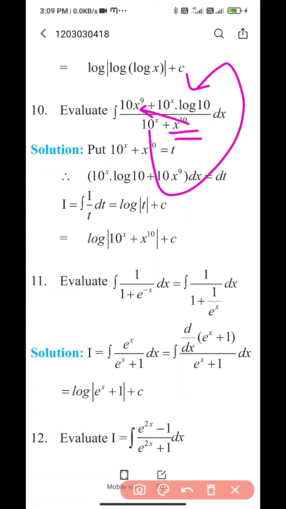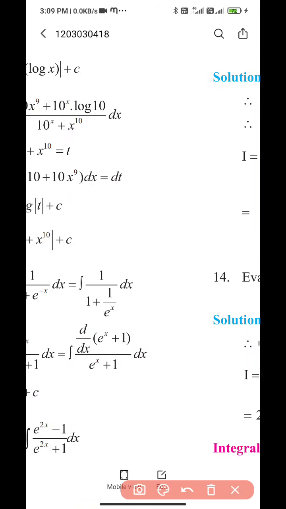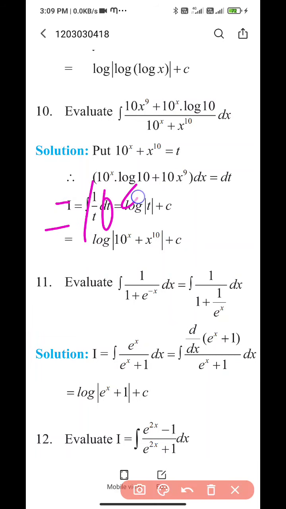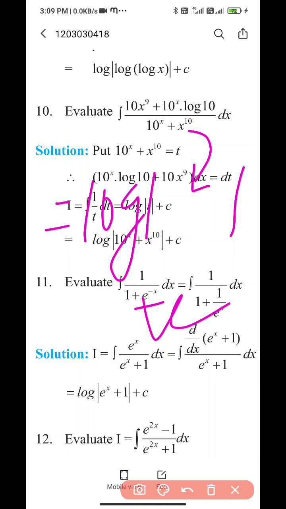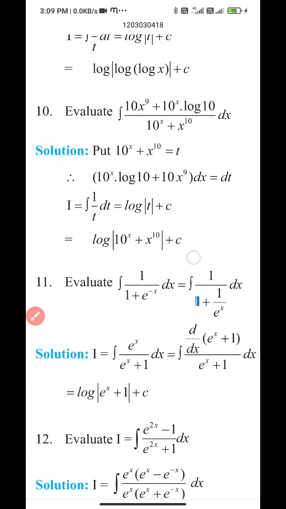So this may be a one marker also if they want to treat it like that. They won't, but still you can directly write this as log of mod of the denominator plus c. So that is the integration. Still, let's go through it.